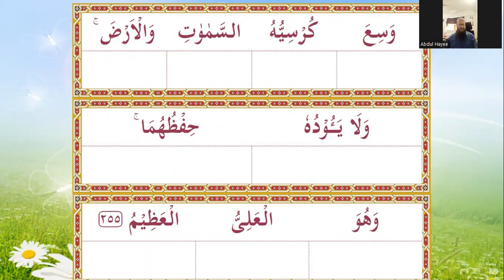Wasi'a, it's a new word for us. Kursi. Kursi is a new word, but we know the meaning of kursi, it means the chair. Hu means him. As-samawat, we have studied mil as-samawat wa mil al-ard. We have studied both the words and wa. Wa, la, we know the meaning of wa and la. Ya'uduhu, this is new, but which part is not new? Who is the pronoun? Who? Hifzuhuma. If you break it, it becomes hifz and huma. We have studied this huma also. Where did we study it and what is the meaning of huma?